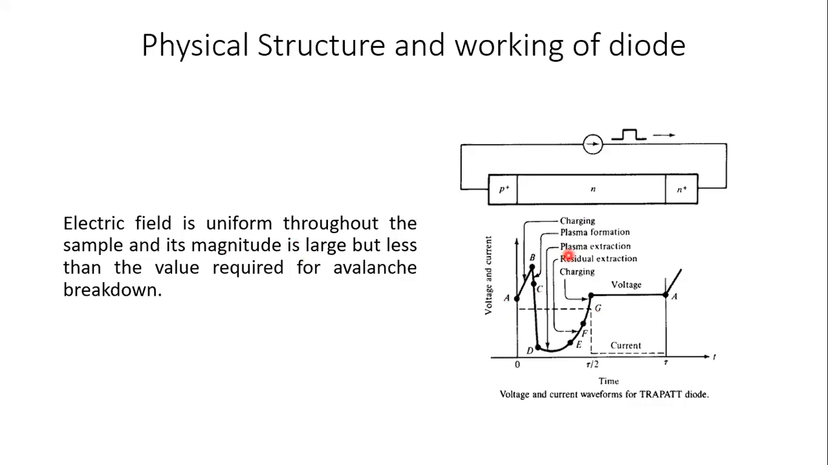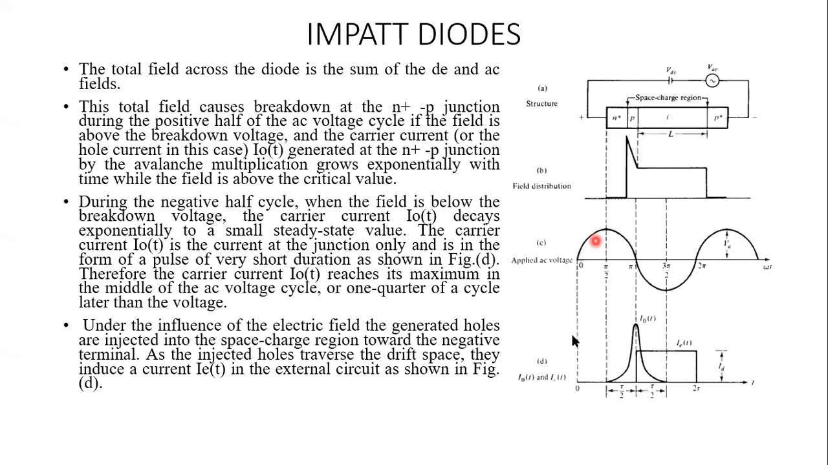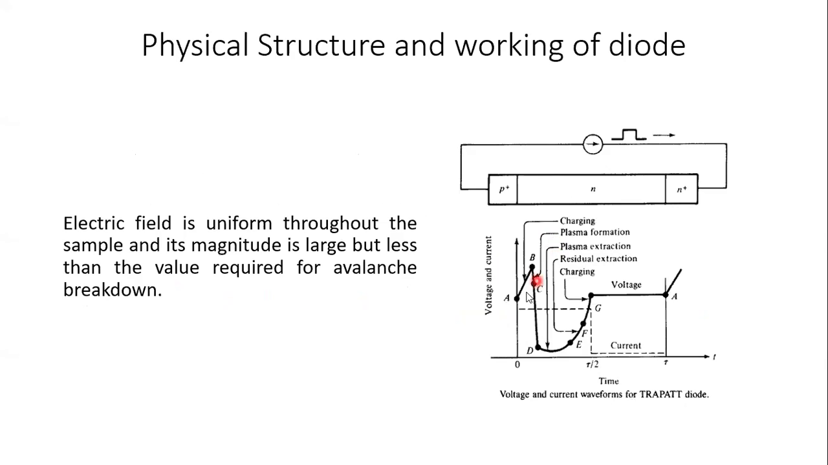The same concept applies to the TRAPATT here. But here fewer layers are there: P plus, N, and then N plus. This junction is also operated under reverse bias, and you can see the length of this N region is larger. So the breakdown takes place, and because of the breakdown, whatever charges are created are delayed here when reaching the right hand side, and a similar behavior is formed: when the voltage decreases, current increases. So a similar thing takes place.